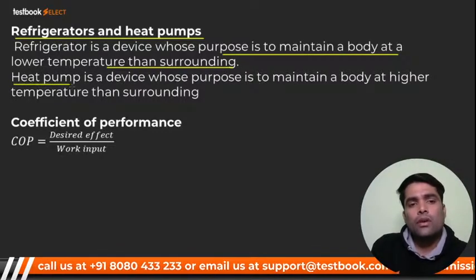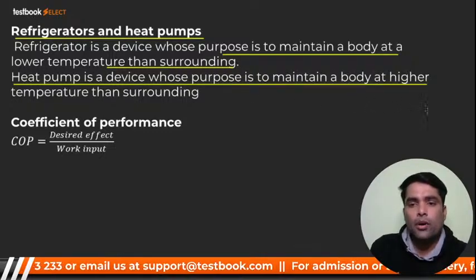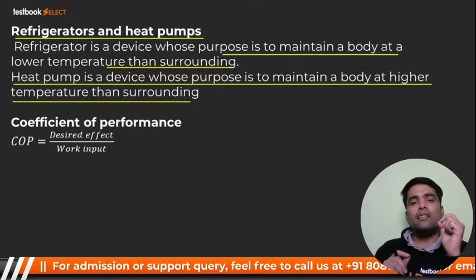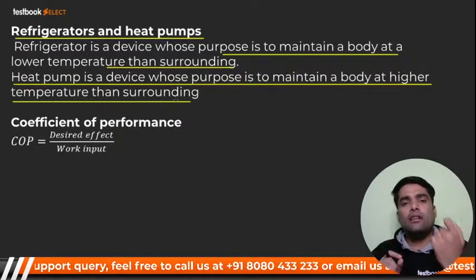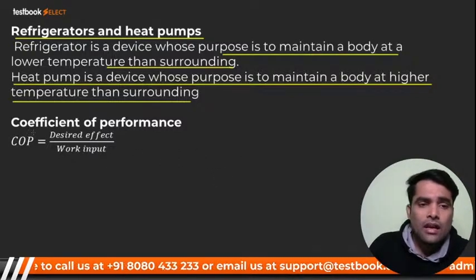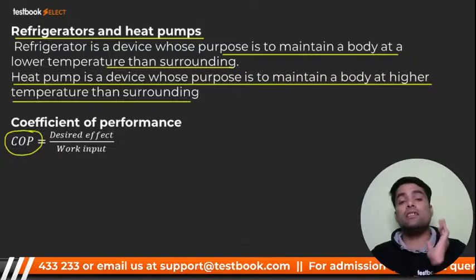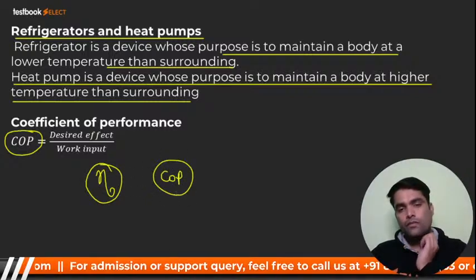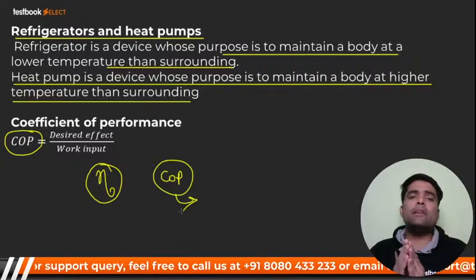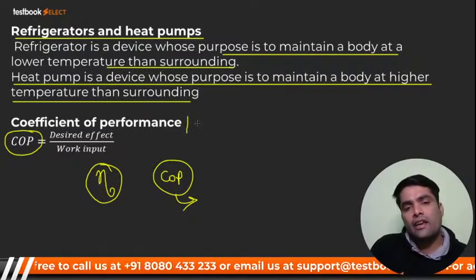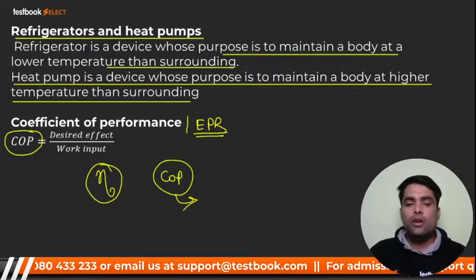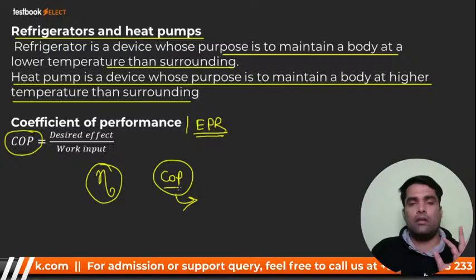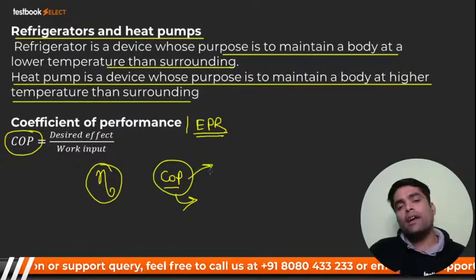Now, a heat pump is a device whose purpose is to maintain a body at a higher temperature than the surroundings. The function of a heat pump is to maintain the body at a higher temperature than the surroundings, exactly the opposite of a refrigerator. And here we are getting COP, we are not going for efficiency. Some people ask me, sir, in an engine you calculate efficiency, so why COP in a refrigerator? My dear, it is analogous. COP means coefficient of performance. Sometimes it is also known as EPR, energy performance ratio. Just to differentiate between these two, we use COP. They are analogous.